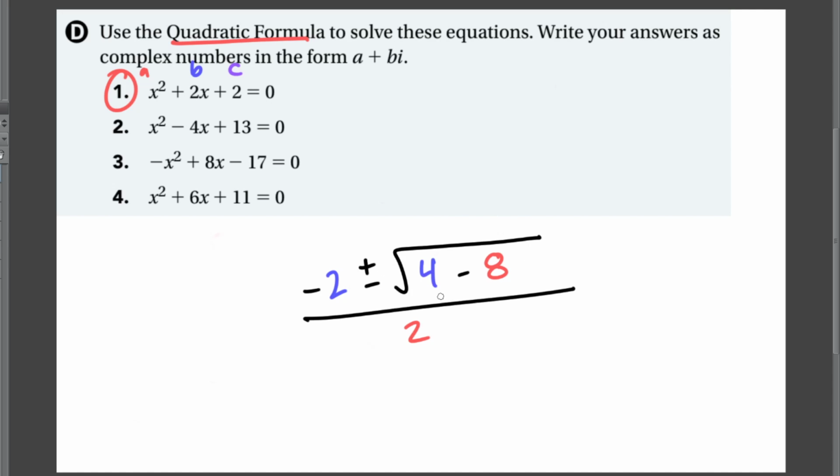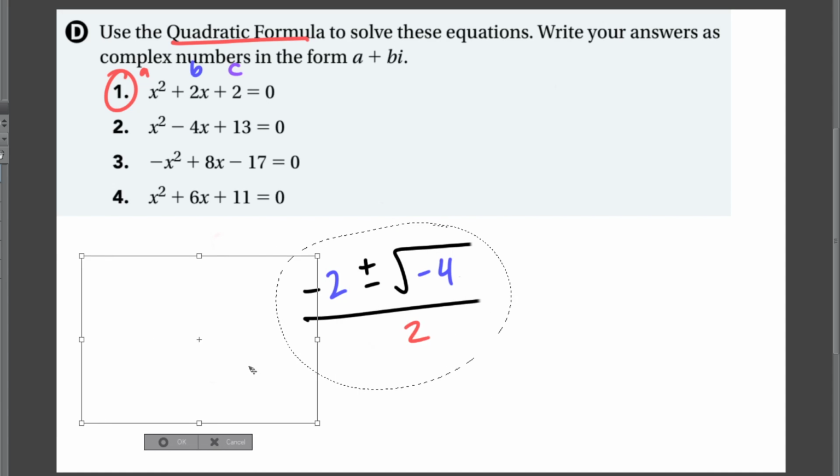Now on the inside of these, here's where the imaginary number comes in. We have 4 minus 8. 4 minus 8, for those of you playing at home, gives me -4. I'm left with -4, which means I am now trying to take the square root of a negative number, which is exactly why we need imaginary numbers, because I can't solve this without it, okay? So I have simplified this as much as possible. Move this over here.